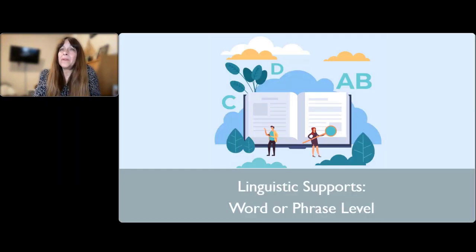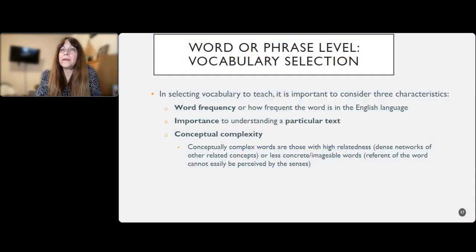All right, now let's take a look at the word or phrase level. We're going to take this apart as we take a look at linguistics of words. And we'll begin by thinking about the words. In the next set of slides, we will elaborate more on these three characteristics of words. We have word frequency, the importance of the word to understanding the text, and the conceptual complexity of the word. Is how concrete is that word? Is it difficult to represent that word in an image? All right, so let's take a look at this part of it.